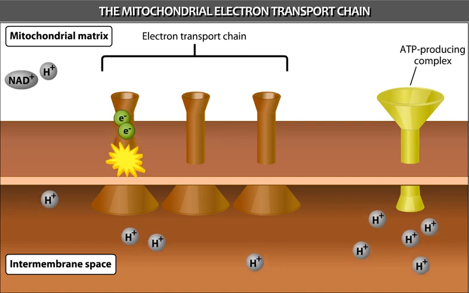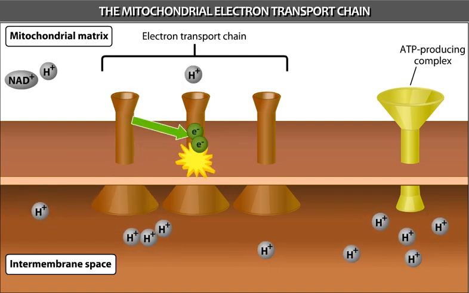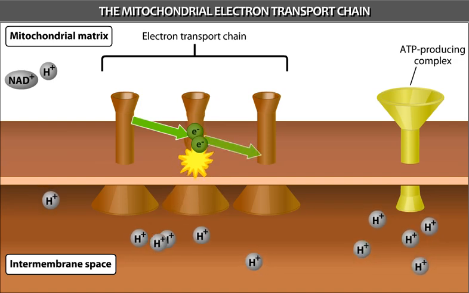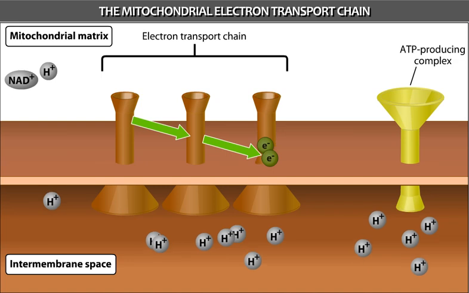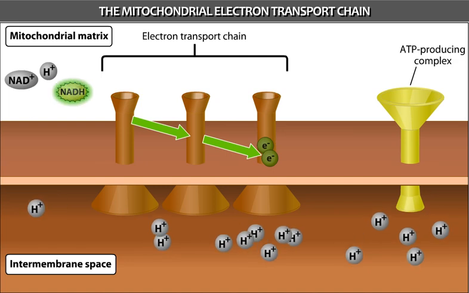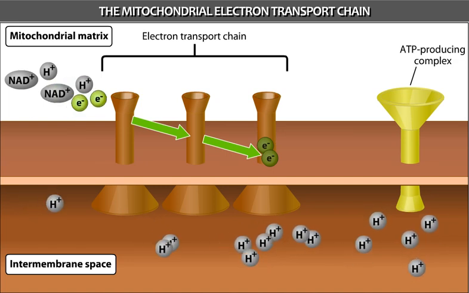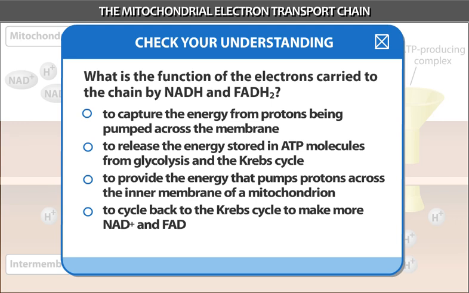As electrons move from one complex to another in the chain, they transfer some of their energy to proteins that pump protons, also known as hydrogen ions, across the membrane. With each transfer, the electrons lose energy, which is used to pump more protons.